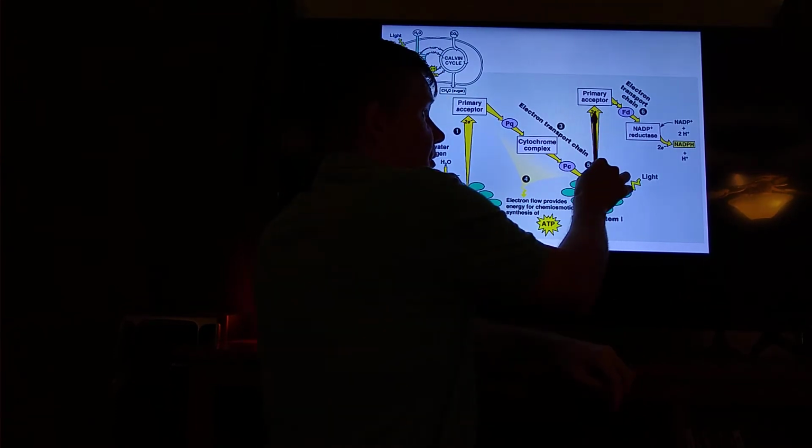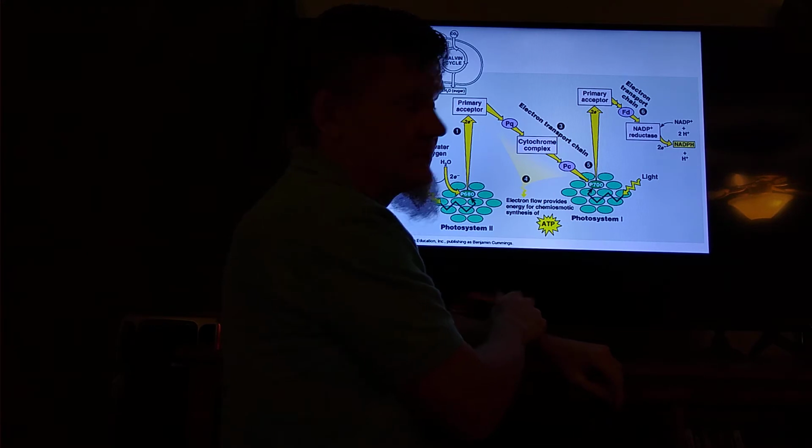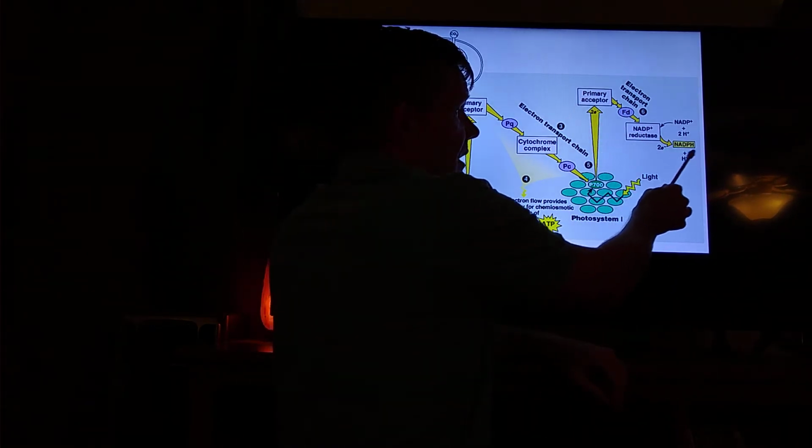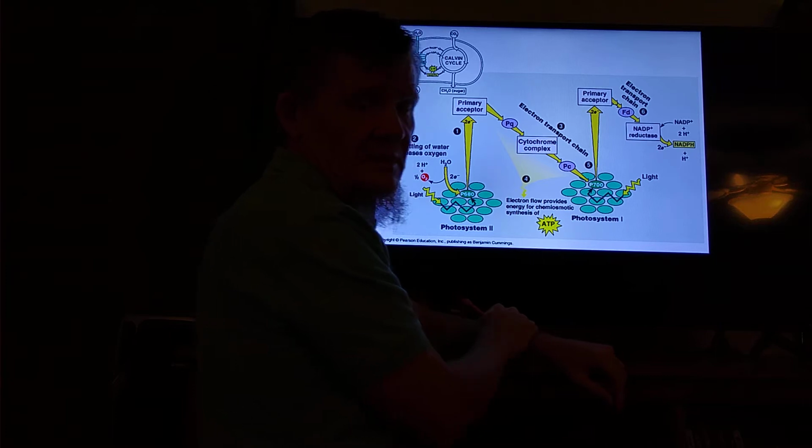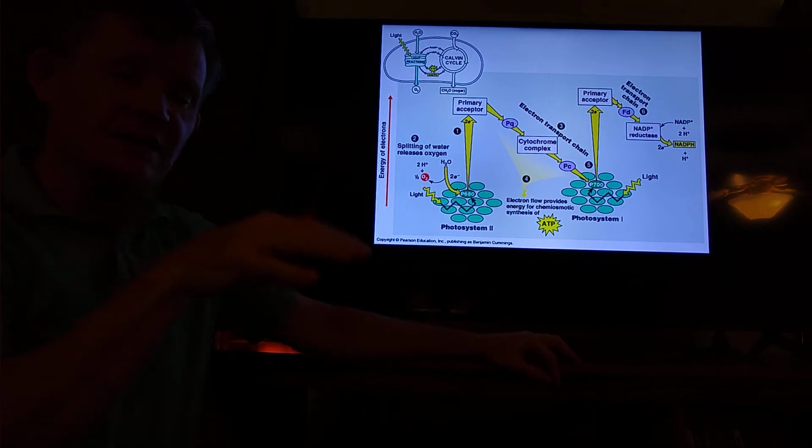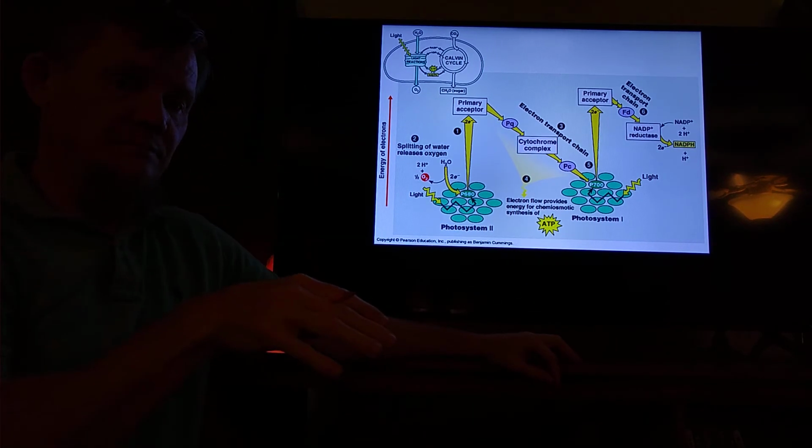That electron that originally came from chlorophyll B knocks an electron off of chlorophyll A, causing it to eject an electron, which gets caught and passed ultimately to this molecule that we call NADPH, and we'll look at that a little bit more in depth in a minute. All of this takes place on that thylakoid membrane.